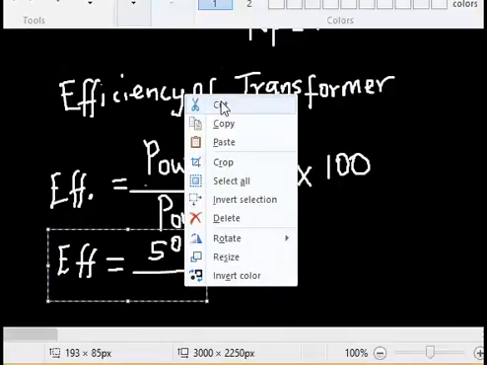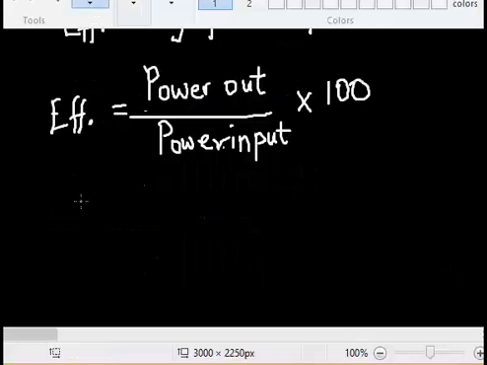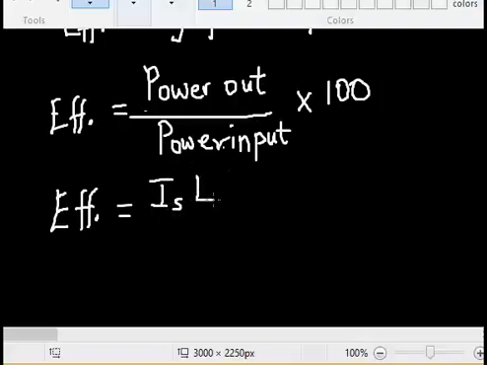Of course, you know that power is always given as current times voltage. So the power output, the output is from the secondary, is gonna be equal to the current of the secondary times the EMF of the secondary. The power input is gonna be equal to the current of the primary times the EMF of the primary, then times 100.